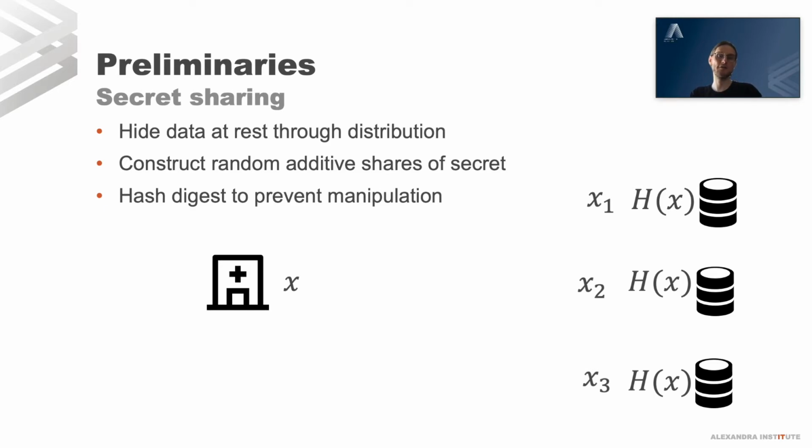just learning data from one or two of these servers does not make you learn anything about the actual data X. And the servers can reconstruct the actual data X by basically sharing X1, X2, and X3 and reconstructing it in the RAM. So in this way, you can have data secure at rest and only be in plain understandable format in the RAM during usage.